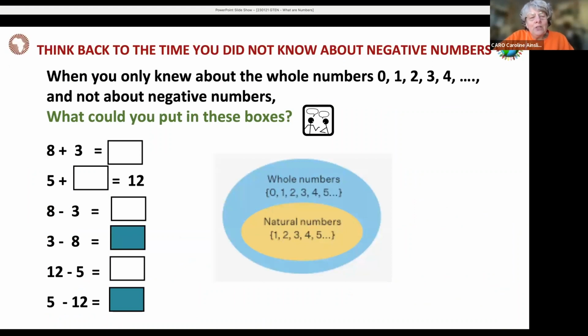Again, we want you to think about back when you were young and you didn't know about negative numbers. So put your hat on of before you learned about negative numbers. What would you put in each of these boxes? Put some of them in the comments if you can, but go through them. There's 6 to do. Go through them and think about what you'd put in each of those boxes if you didn't know about negatives.